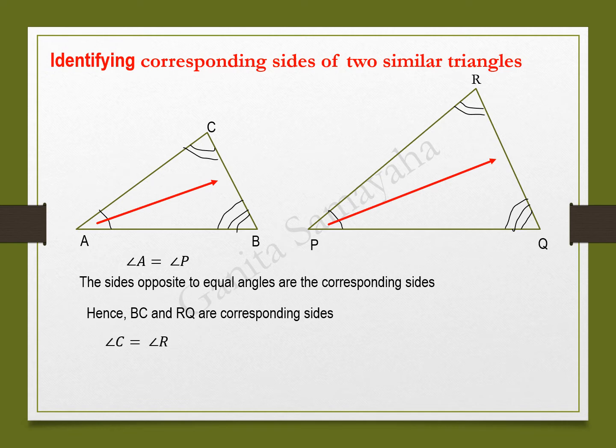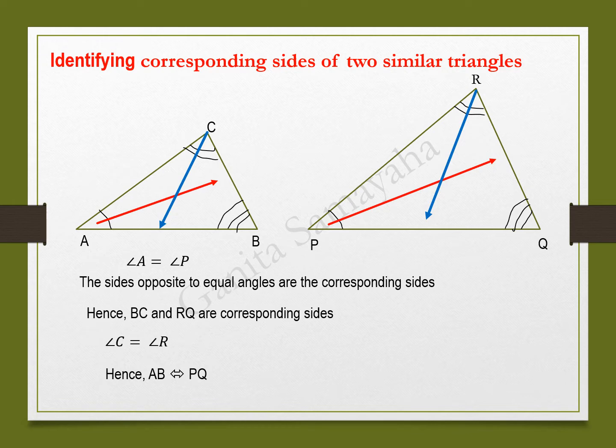Similarly, we have angle C is equal to angle R. Okay. So, which is the side opposite to angle C? AB. And which is the side opposite to angle R? PQ. So, we say AB and PQ are the corresponding sides.